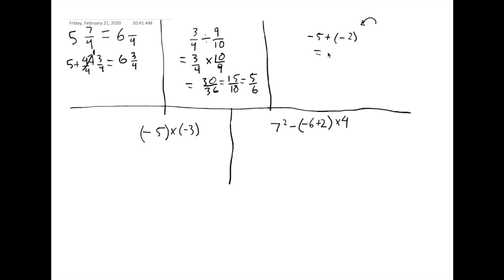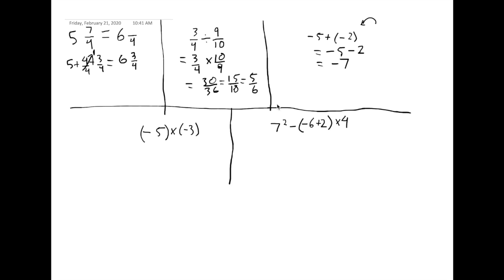All right, so you're going to end up with negative 5 minus 2, and again it becomes more negative. 5 minus 2, and that becomes negative 7 as your final answer.